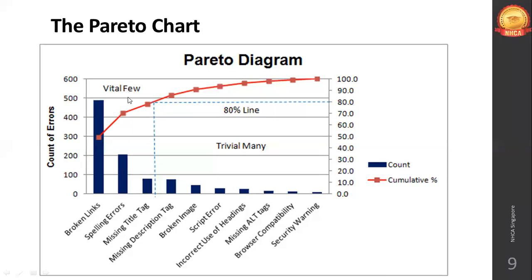Okay, 20 is a relatively small number as compared to 80, so it is few, but this 20% is very vital, because just by taking care of this 20% of the issues, you will be solving 80% of your problem. So that is the Pareto diagram. And trivial many means small issues.